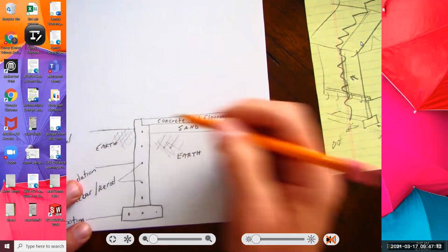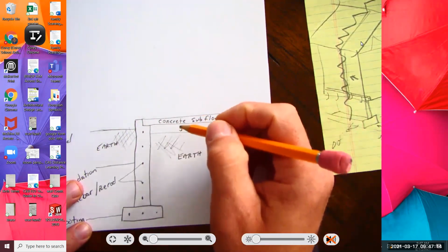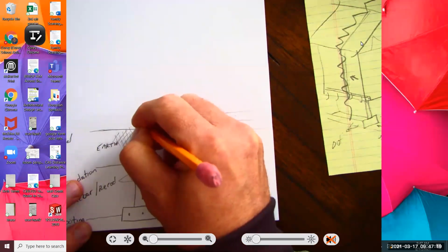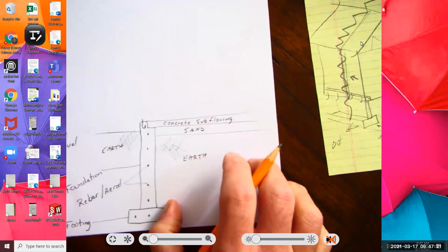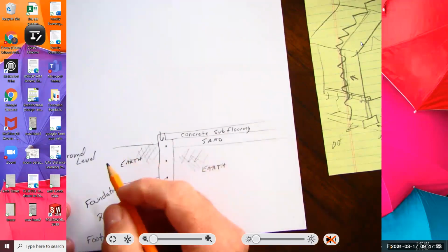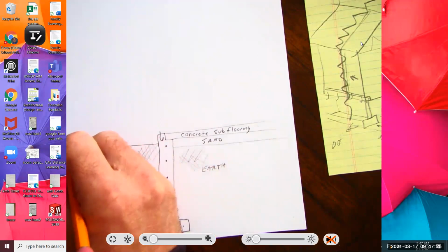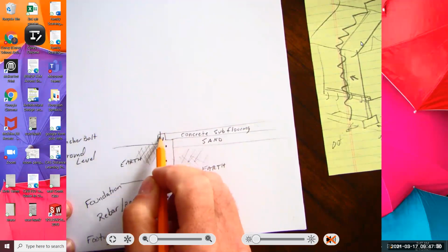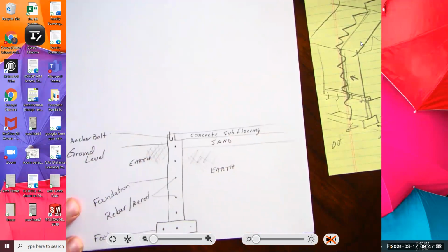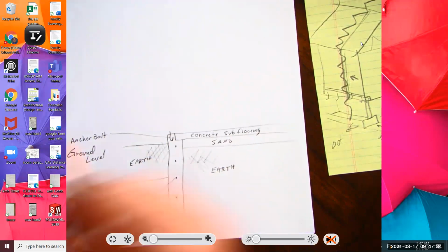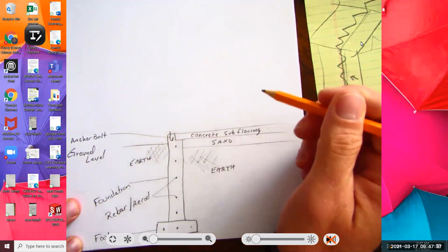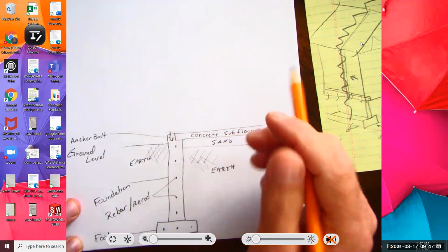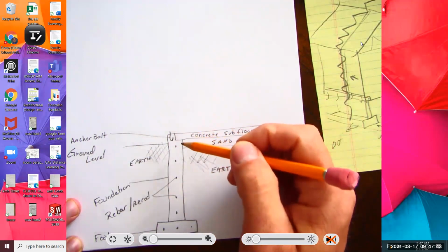Now, before the concrete dries for the foundation, they're going to dip in what are called anchor bolts. They'll dip them in on top of the foundation all around the house. And that anchor bolt is going to hold the wall down to the top of the foundation.